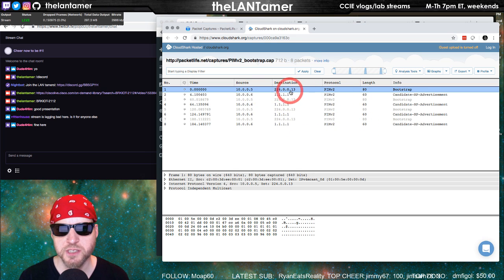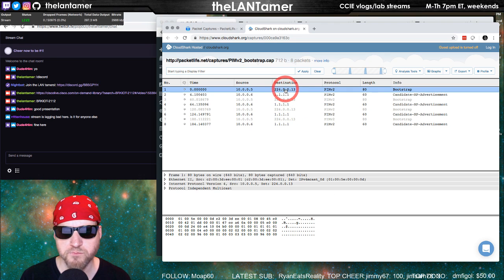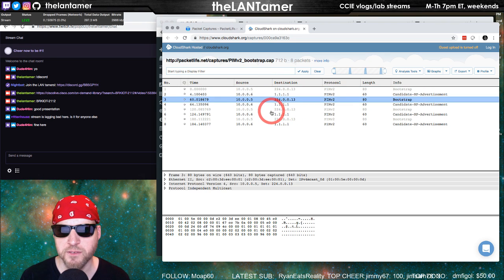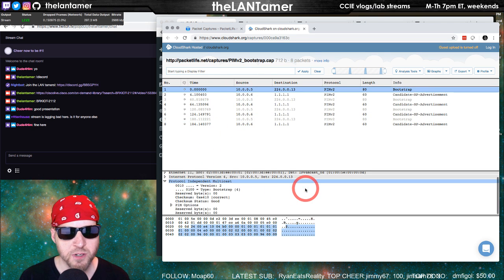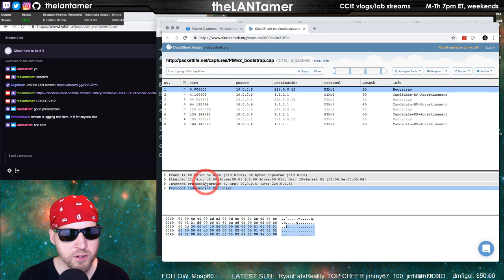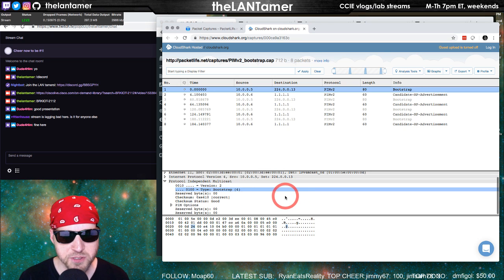All right, so this is, as we can see, the source. The destination, of course, is 224.0.0.13. And these are the bootstrap messages coming from router 5. Yeah, all these are coming from router 5. I guess it comes every 60 seconds. But it's still, the protocol type is the same. Protocol Independent Multicast version 2, which is the default on Cisco IOS routers. And the type is 4, bootstrap.